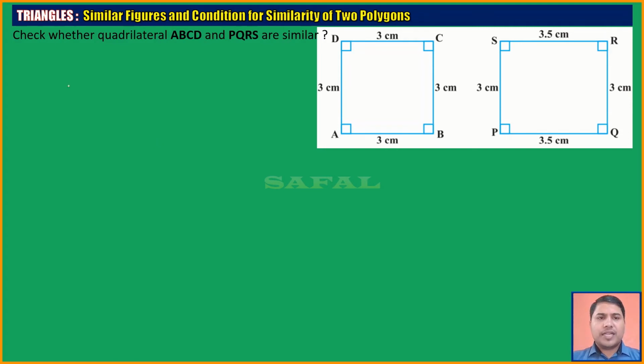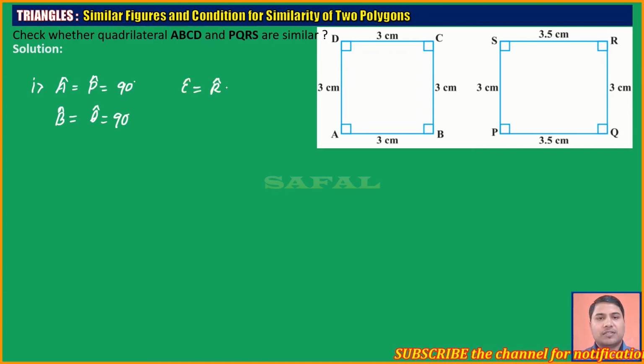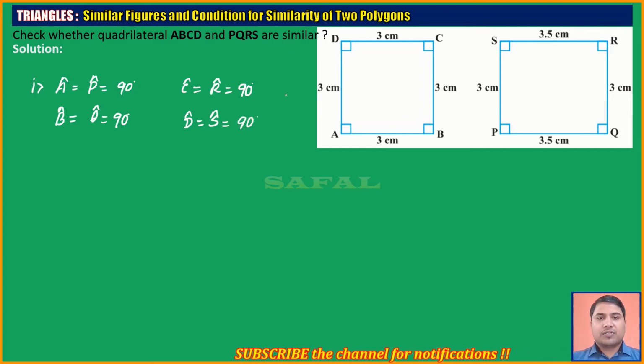So if I'm looking at angles, the first condition: angle A equals angle P, both are 90 degrees, no problem. Angle B equals angle Q, that is also 90 degrees. Similarly, angle C equals angle R, that is also 90 degrees. Angle D equals angle S, again 90 degrees. So the first condition is fine, angles are equal.